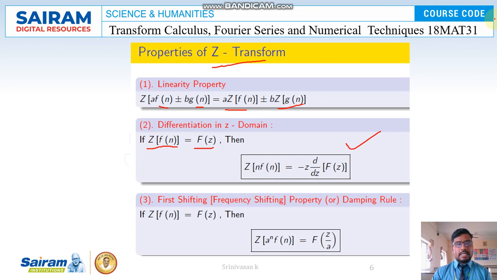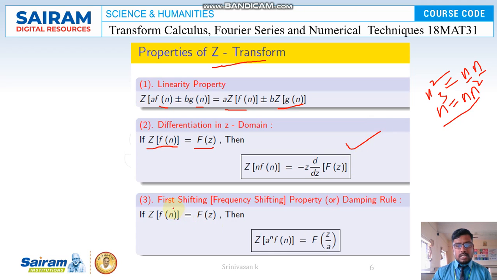For example, n square, n cube, n power 4, n power 6, and so on. So how to write n square? I write n into n, because I want to write in this form. So we get n, and this is the function of n. And n cube is n into n square. So the Z of n square and Z of n cube, we will solve very easily. We'll get the solution easily by using this property.